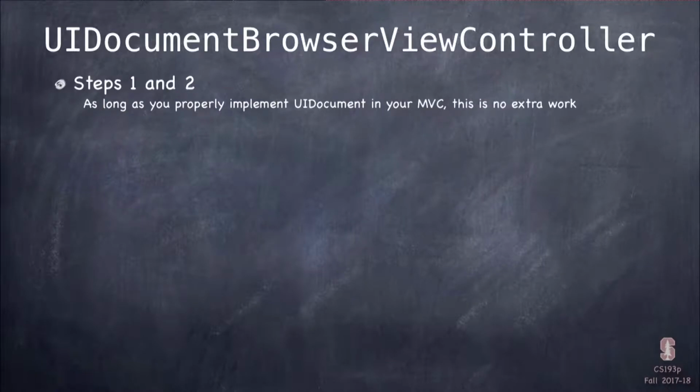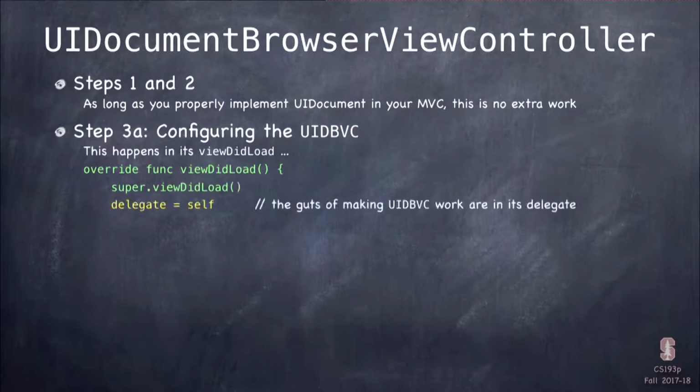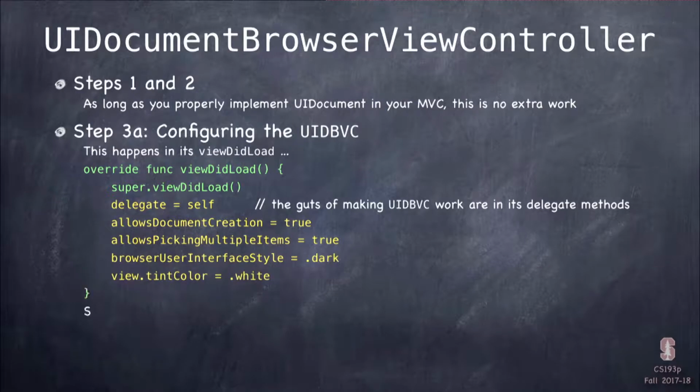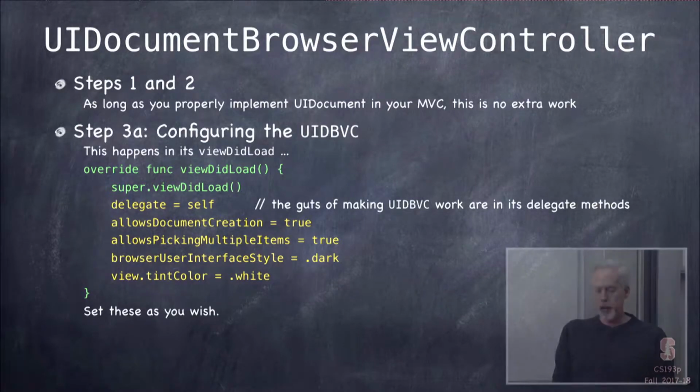So steps 1 and 2 you've probably already done in your app. Step 3 looks like this. This is viewDidLoad of the UIDocumentBrowserViewController subclass, and you really have to do the first thing, which is set it as its own delegate, because it actually implements a lot of these opening file methods and stuff using its own delegate methods.